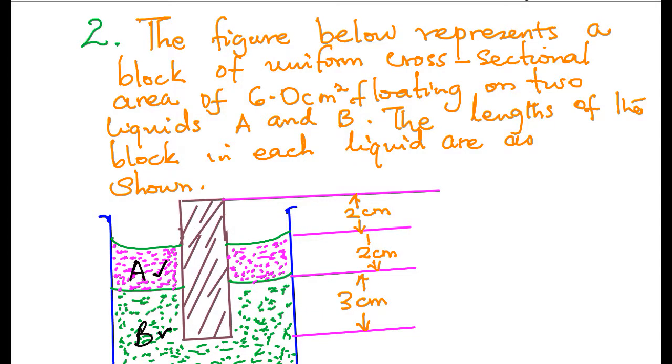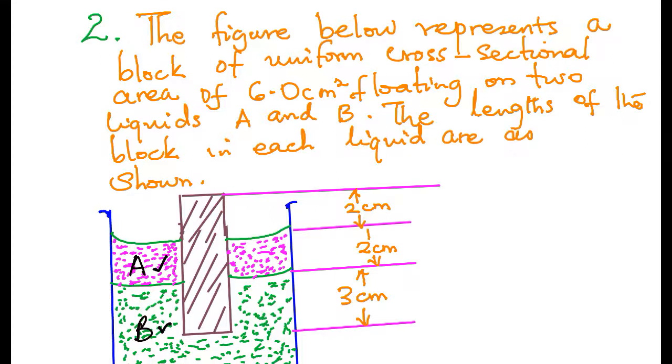Example 2. The figure below represents a block of uniform cross-sectional area of 6.0 square centimeters floating on two liquids A and B. The lengths of the block in each liquid are given. The length of the block in liquid A is 2 centimeters. The length of the block in liquid B is 3 centimeters. A further 2 centimeters of the block is left unsubmerged.